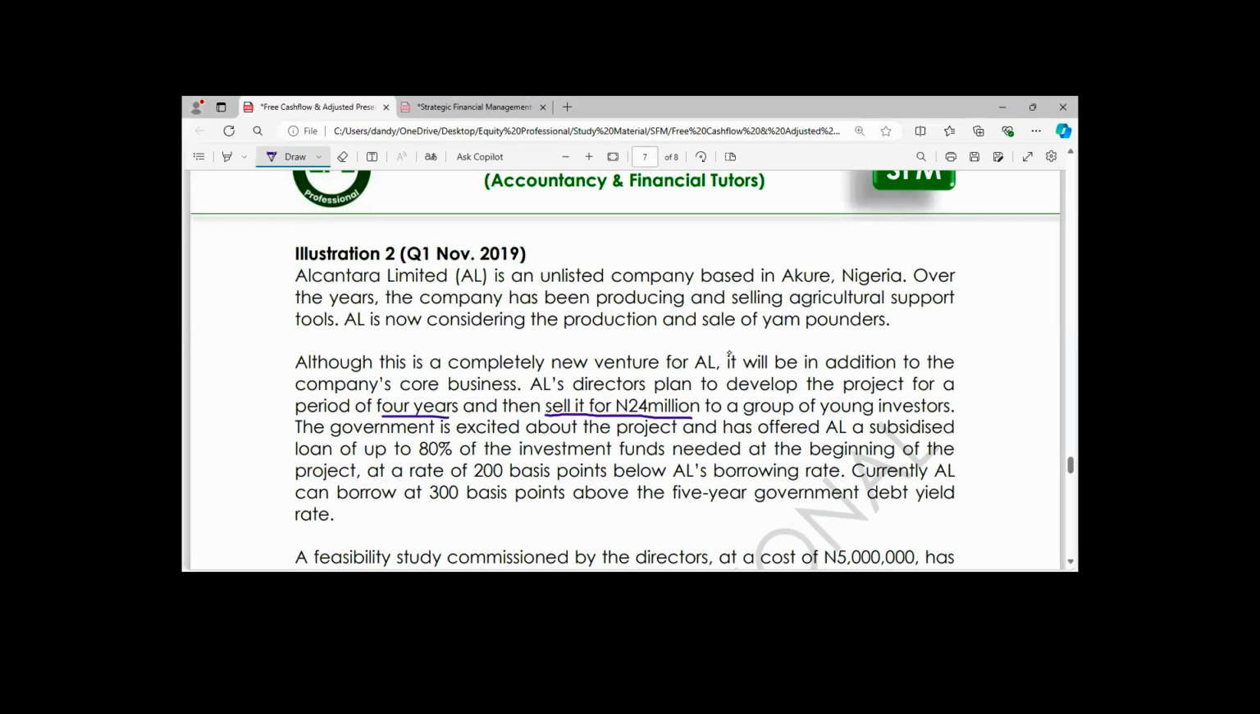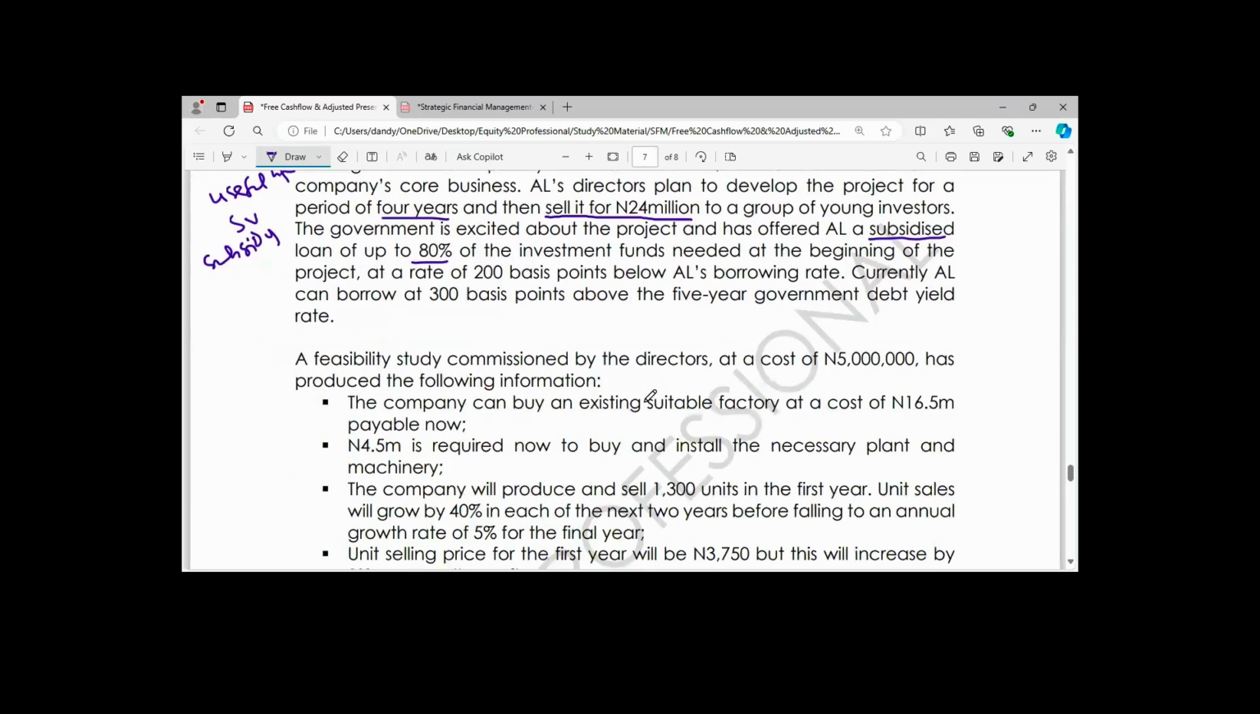The government is excited about the project and has offered AL a subsidized loan of up to 80% of the investment funds needed at the beginning of the project, at a rate of 200 basis points below AL's borrowing rate. Currently, AL can borrow at 300 basis points above the 5-year government debt yield rate. You can help me scroll up, sir.